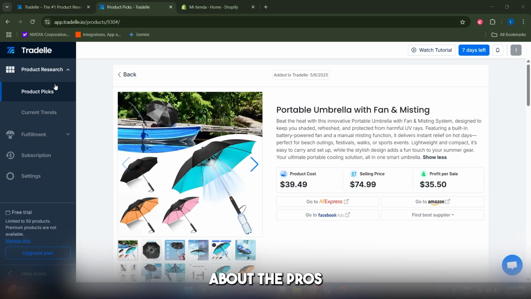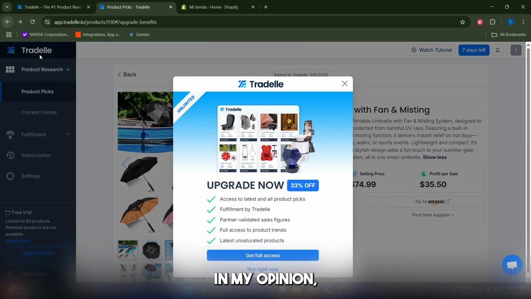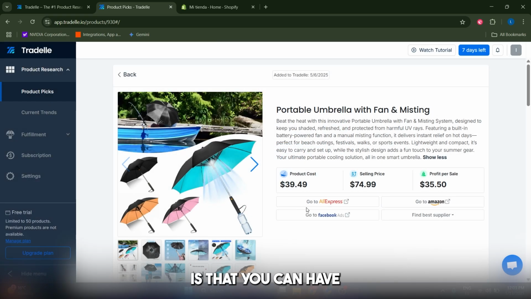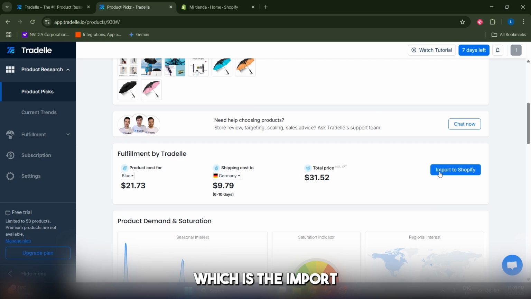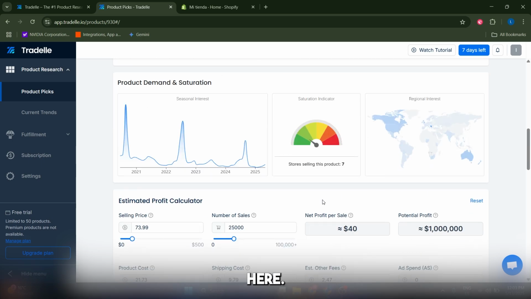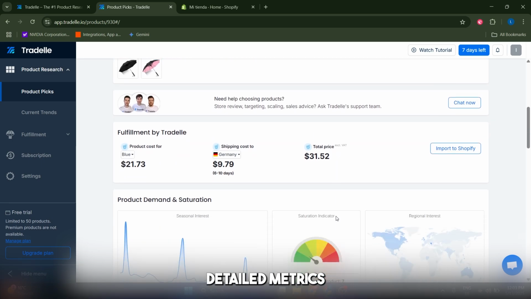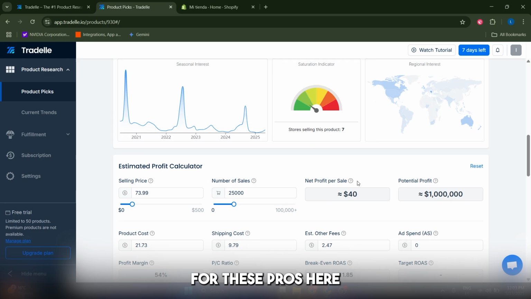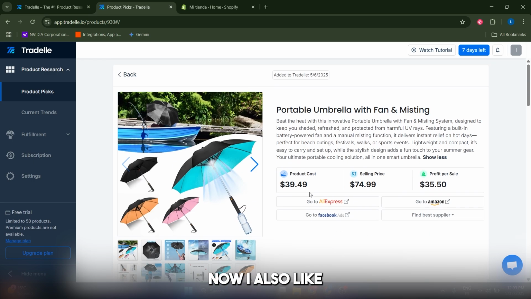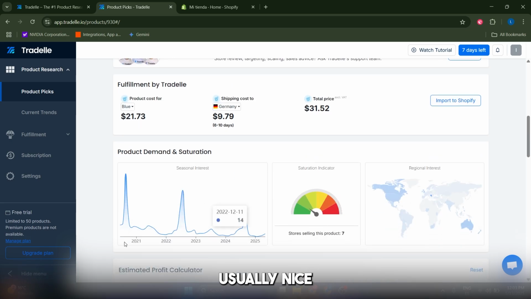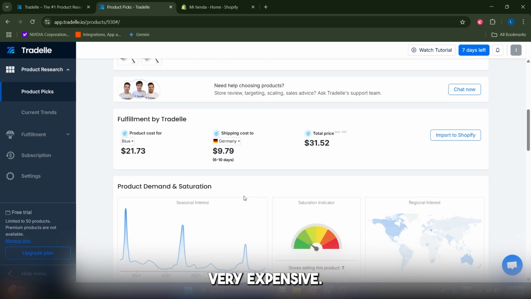So let's talk about the pros and cons of Tradelle, in my opinion. The pros, in my opinion, is that you can have the fully automated products by just clicking on one click, which is the import to Shopify button here. You can also look at the detailed metrics for these products here and at what store it's been sold, and yeah. Now, I also like, for example, the product cost is usually nice and not very expensive, but yeah.